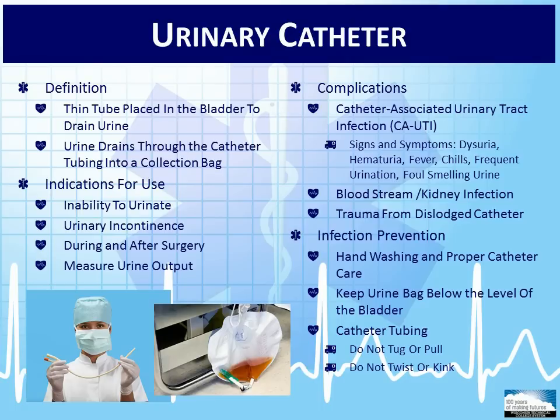When caring for a patient with a urinary catheter, the EMT should wear gloves, assess for signs and symptoms of a urinary tract infection, keep the collection bag below the level of the bladder during transport, and ensure the catheter tubing is not tugged, pulled, twisted, or kinked.